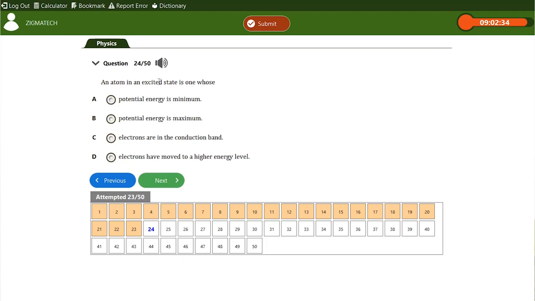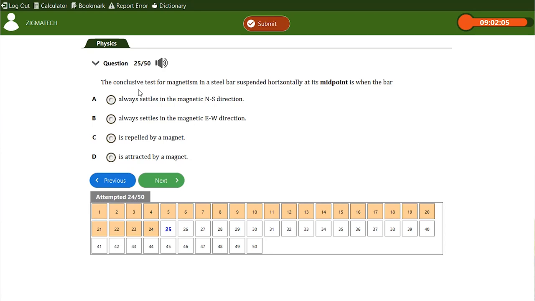Now, an atom in an excited state is one whose potential energy is maximum? No. Electrons are in the conduction band? No. Electrons have moved to a higher energy level. Of course, an excited atom is one that has absorbed energy and moves to a higher energy level. So option D is correct.